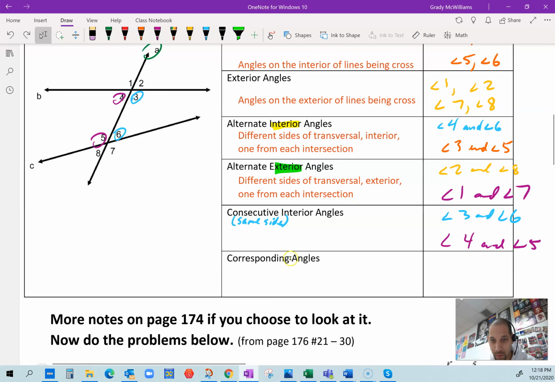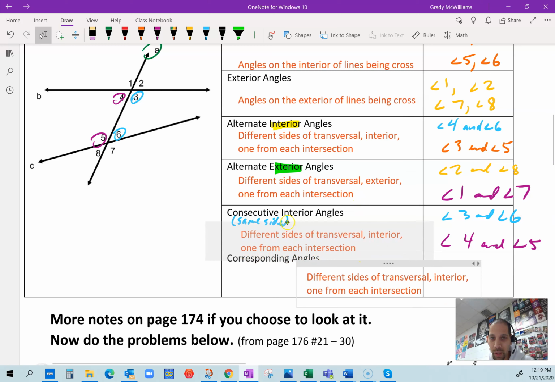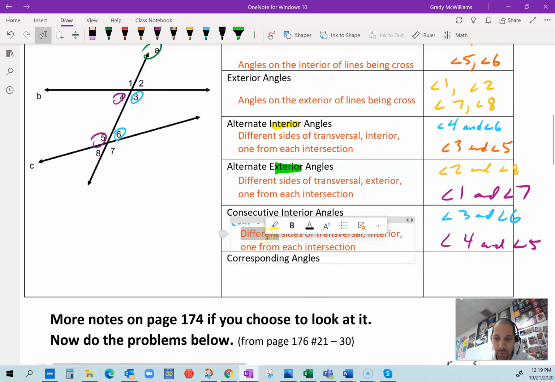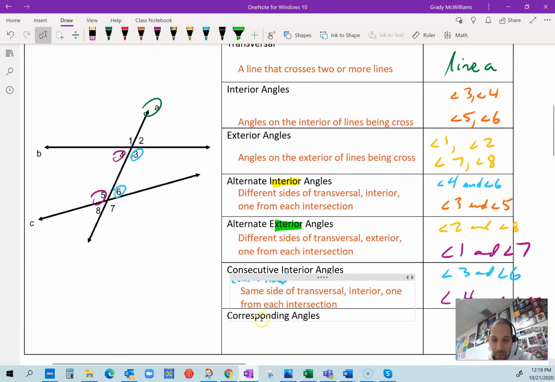So once again, I copy all this and paste it. The only difference is I'm going to take out different, but same sides of the transversal, interior, and one from each intersection. Okay, now corresponding is the only one left. Corresponding is a fancy word for matching. Like sometimes you and your friend could have corresponding outfits, like matching outfits. Corresponding is a fancy word for matching.